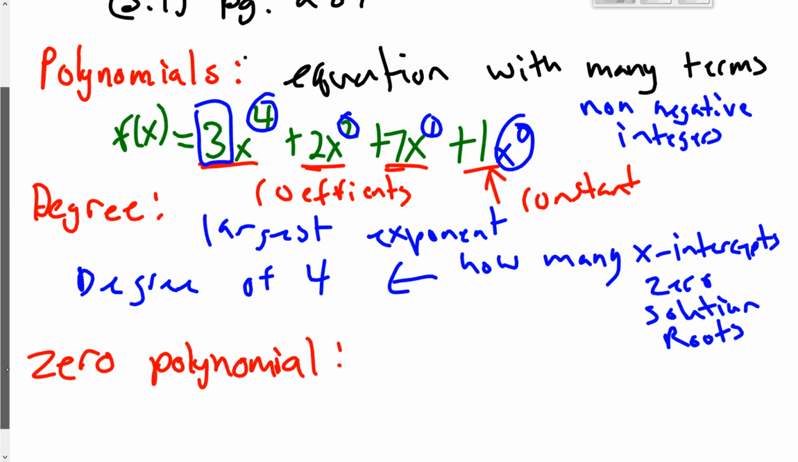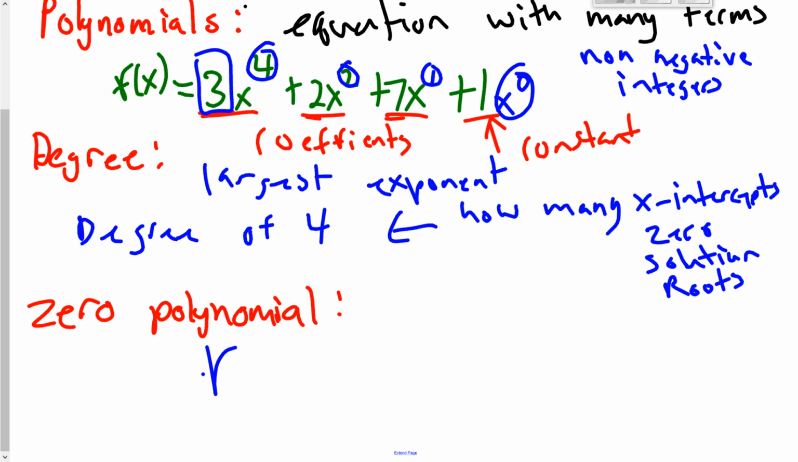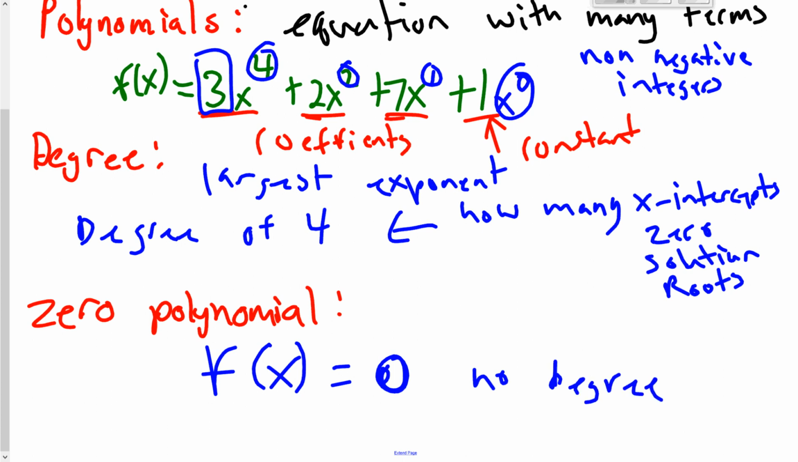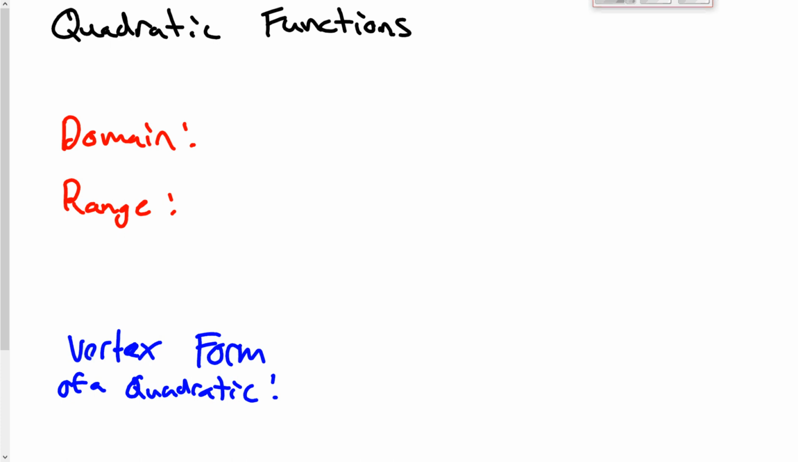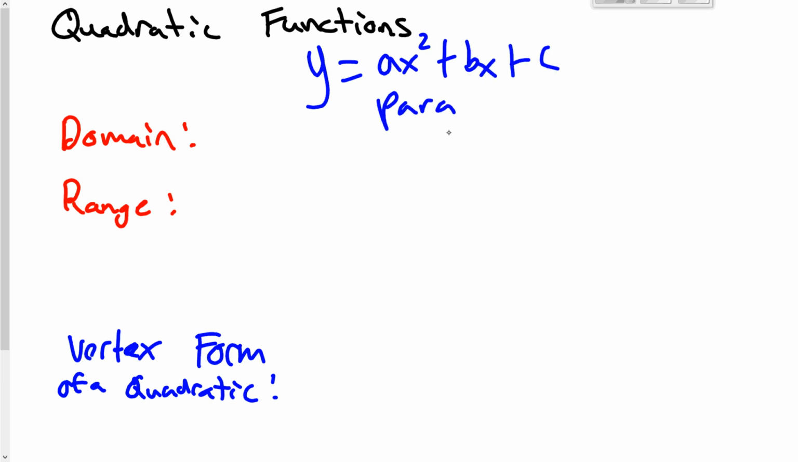The last one, the 0 exponent, that is f of x equals 0. Whenever it's just plain 0, there is no degree on that. Okay, then the quadratic functions, that is our standard form. Our standard form is y equals or f of x equals ax squared plus bx plus c. And this is our parabola, the U-shaped.